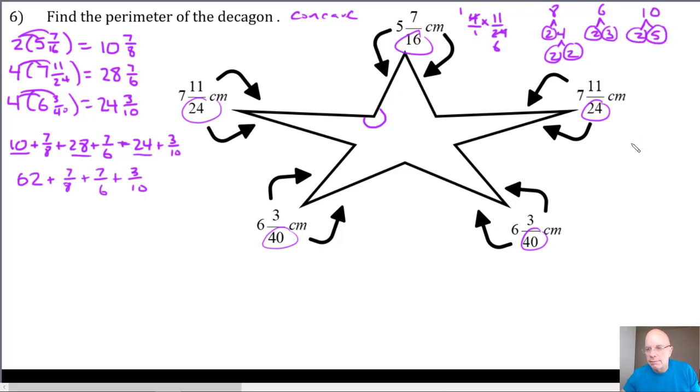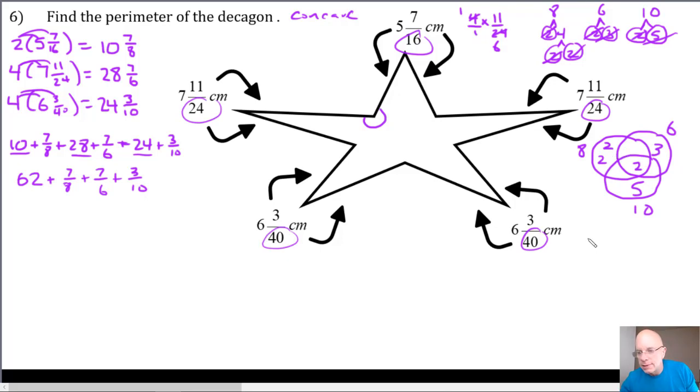If I set up a Venn diagram for these 3 denominators, 8, 6, and 10, they all have a common factor of 2, so that goes in the intersection of all 3. There are no shared prime factors for any of them at this point, and so in the 8 only section I'll put the remaining 2 2s, in the 6 only section I'll put this 3, and in the 10 only I'll put this 5.